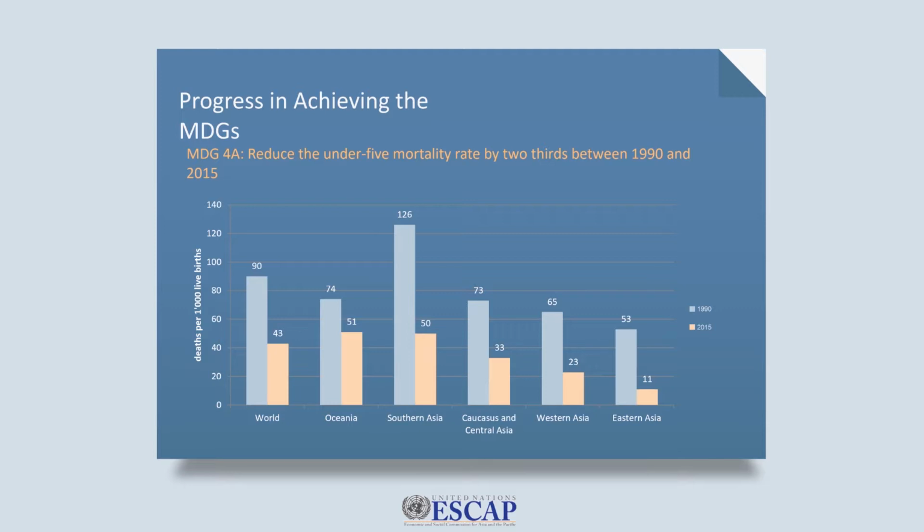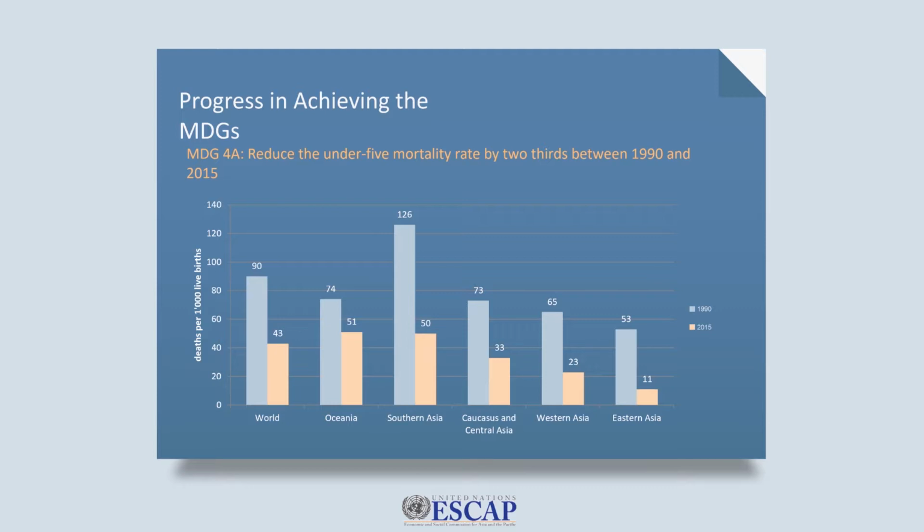In 1990, child mortality rates were worryingly high in many regions, in particular Southern Asia and Oceania. By 2015, rates of mortality have fallen across all regions of the world, and the 2/3 target has been achieved by some, though not all, sub-regions of the Asia-Pacific, with most doing better than the world average.